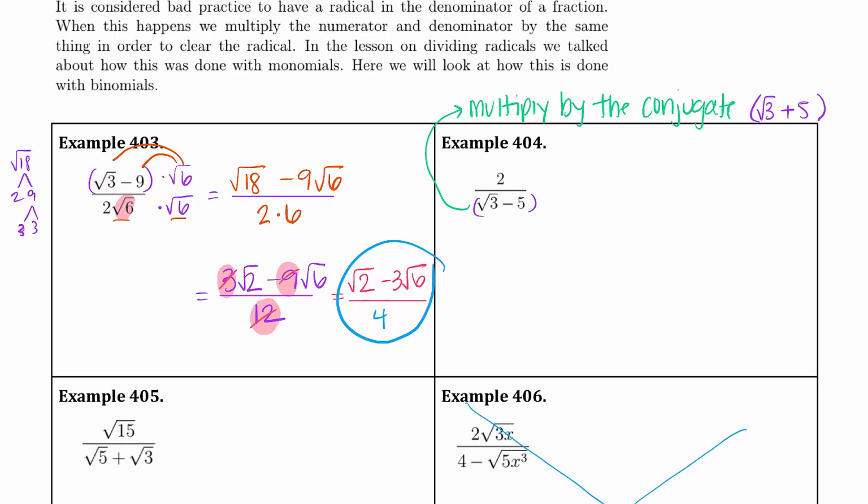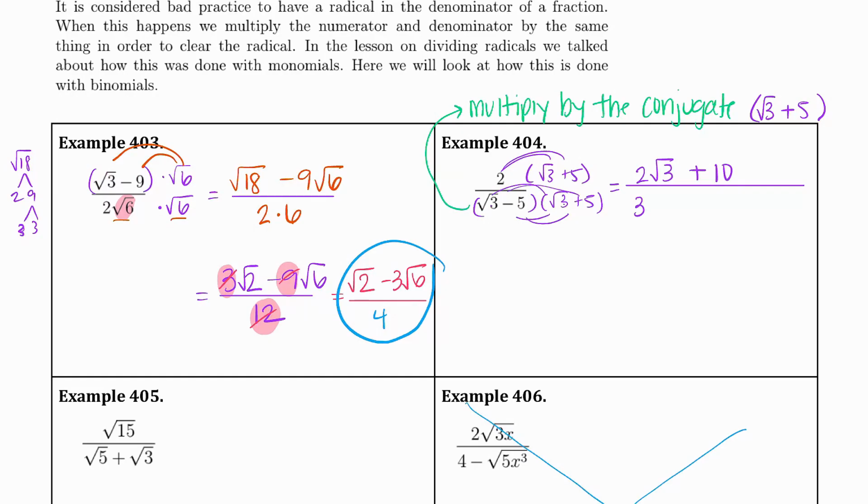So I'm going to multiply by the square root of 3 plus 5. Multiply by the square root of 3 plus 5. And let's see what we get on our numerator. If we distribute on our numerator, we get 2 square root 3 plus 2 times 5 is 10. Our denominator, if we're distributing, I'm going to get square root 3 times square root 3, which is 3.